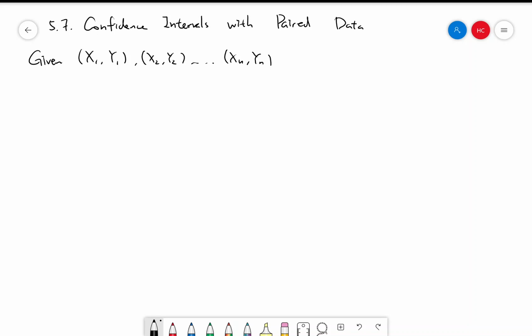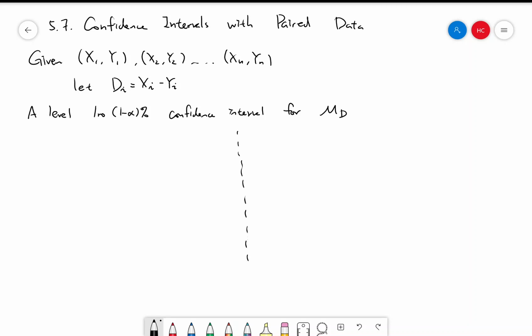So we let di be xi minus yi. Then we can construct a level 100 times 1 minus alpha % confidence interval for the population mean of D. So there are two cases.